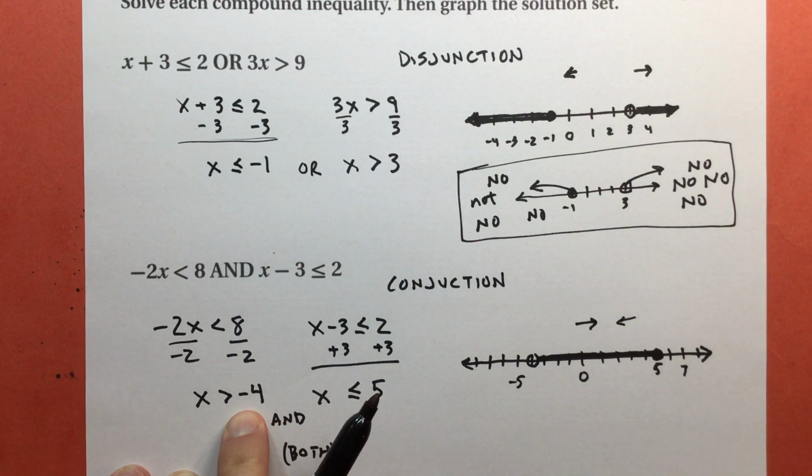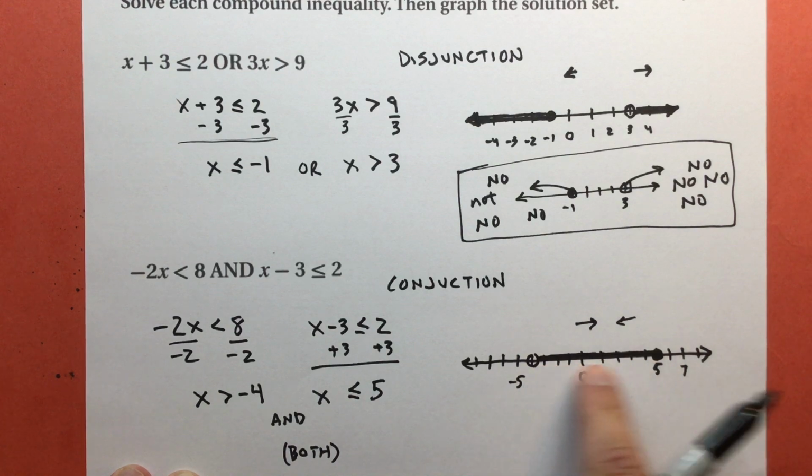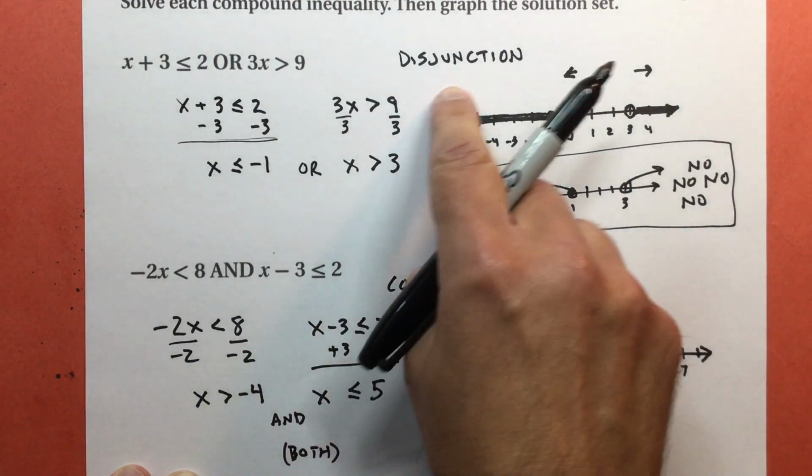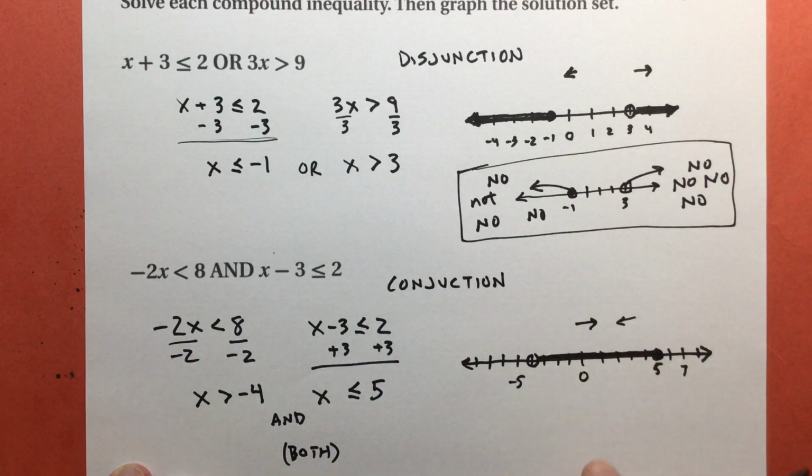So I start at negative 4, I go up to 5, and I stop. It's just this part that's between the 2 points. So disjunctions with the word or split, conjunctions come together.